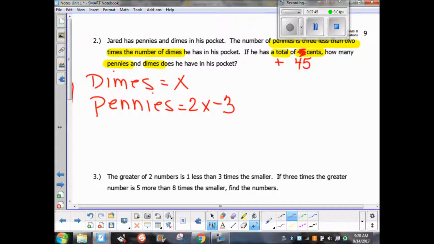1. So now the cool thing here is, because it says 45 cents, we can avoid using our decimals here. So we know that dimes are 10 cents and pennies are 1 cent, and we've got 45. So watch what I'm going to do. 10x. Why did I write 10x for dimes?